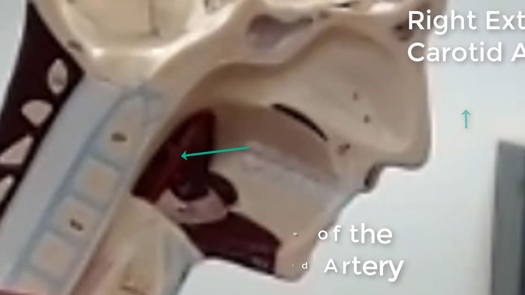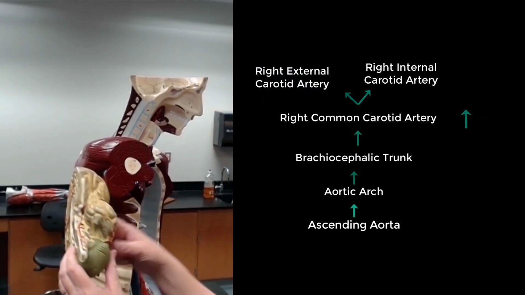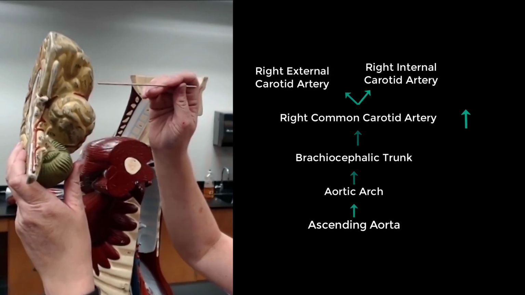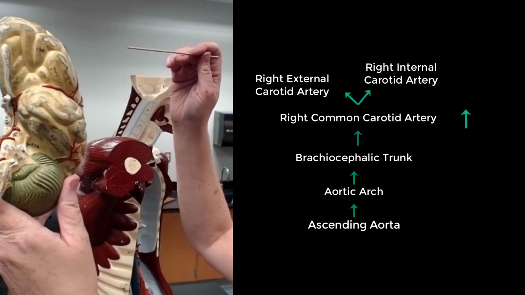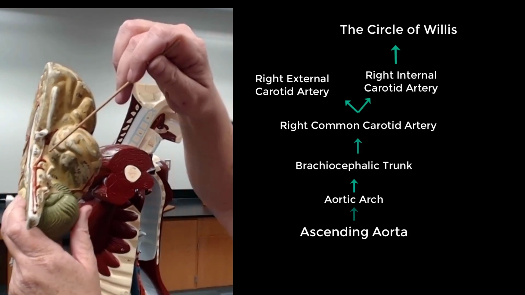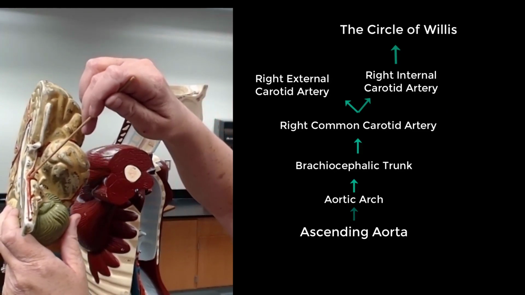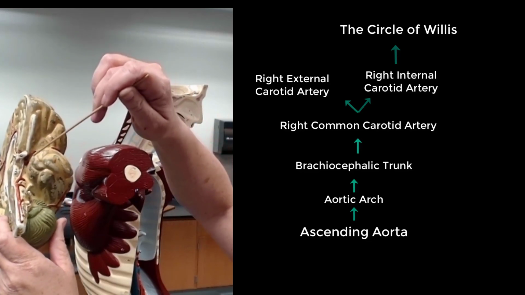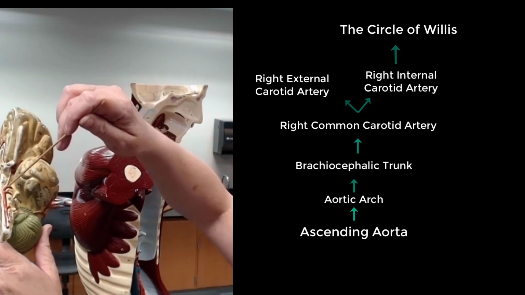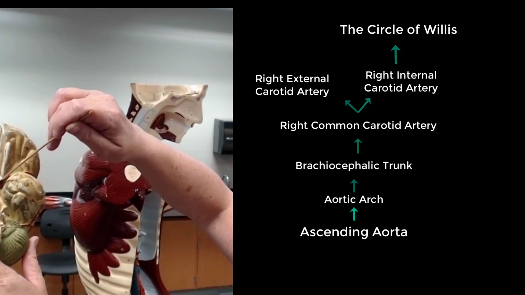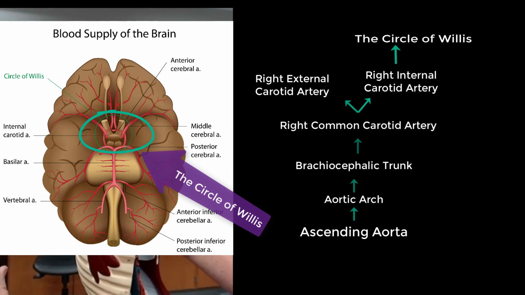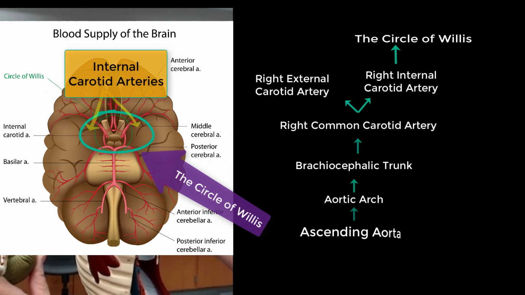That is actually going to join with the circle of Willis, which is right here. So this is half. So this is a semicircle of Willis. All right, that was a bad joke. So this is half of the circle of Willis, and right here is the internal carotid artery, and that's where that joins with it.